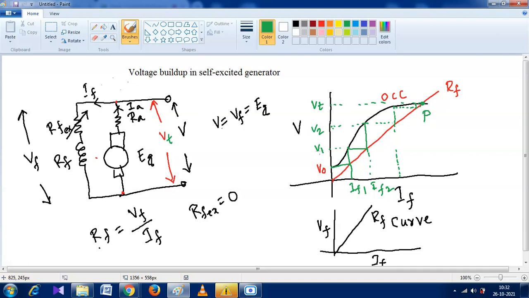Have you understand how the voltage is built up in self-excited DC generator? Have you understand? Is it clear to you now? Yes. Yes, sir. Ayush, is it clear to now?